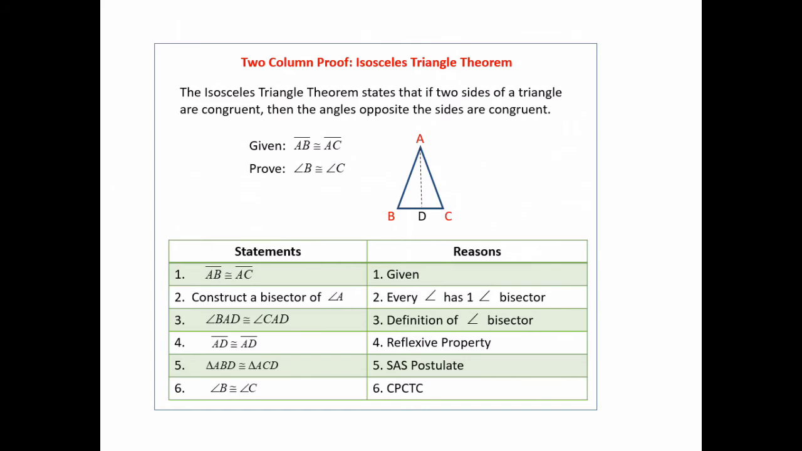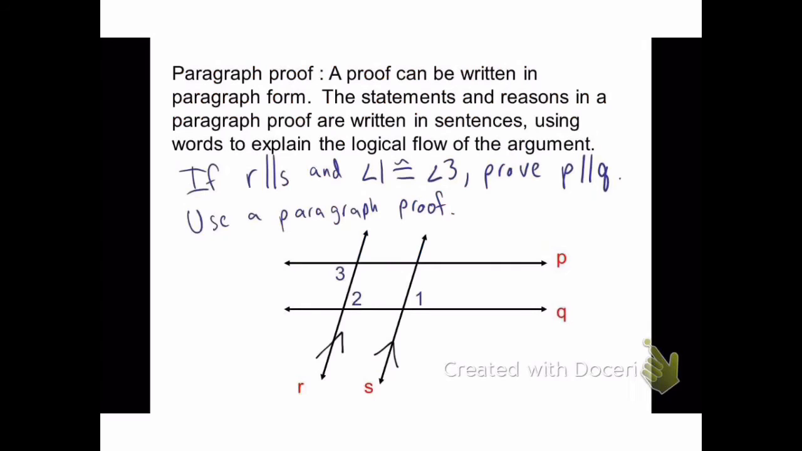All right, so we're going to move on to different ways to prove things. We've already used several different proofs in geometry. We used indirect proofs. Most of the time we're going to use 2-column proofs, which look something like this. They give you information up at the top and they tell you what you're trying to prove. And then you have 2 columns, one for your statements and one for your reasons. This is the one you'll use the most in geometry, but in some cases you might use a paragraph proof, which is a proof that's just written out in paragraph form. The statements and reasons are written in sentences, and you use words to explain the logical flow of the argument. So it's the same information that you would find in a 2-column proof, it's just written out like a paragraph.